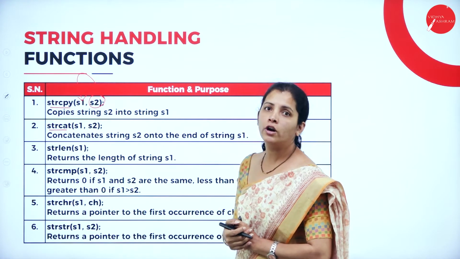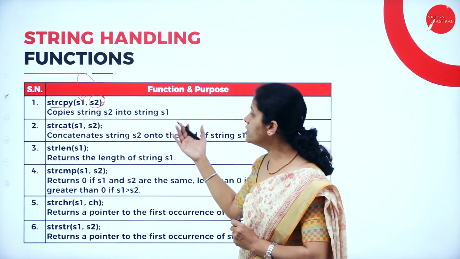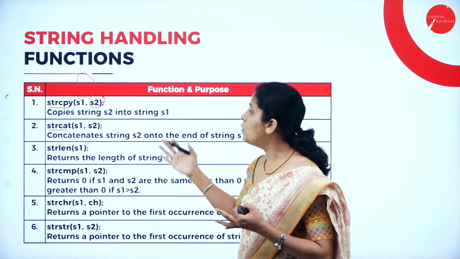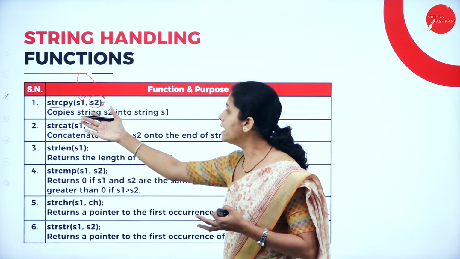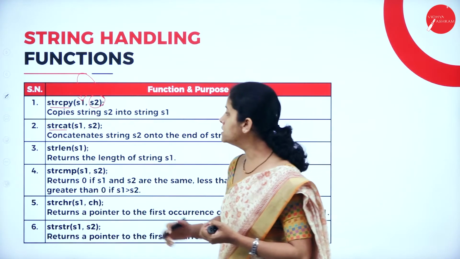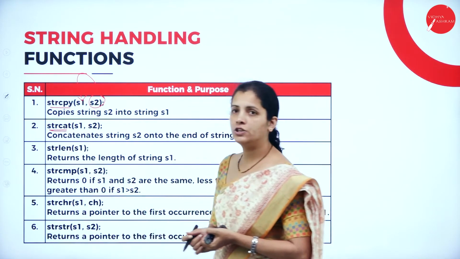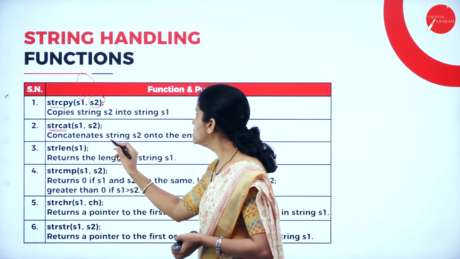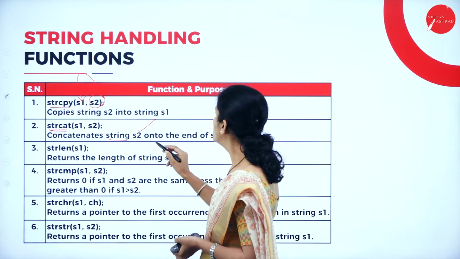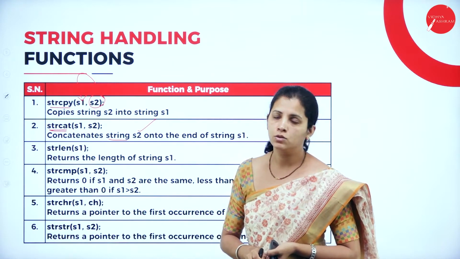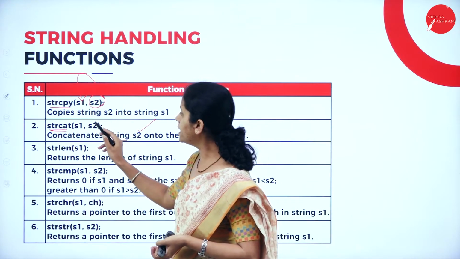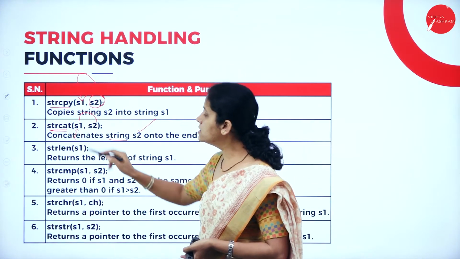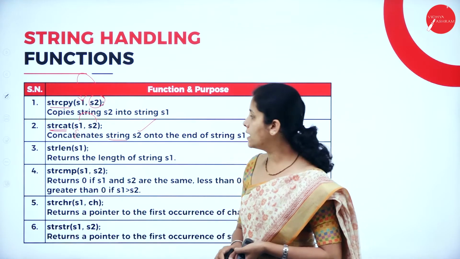Now, I have the string concatenate function. How am I going to concatenate? Concatenation means I want to combine both the strings. How can I combine? By using the strcat function. It concatenates string S2 to S1. So, it's going to concatenate S2 to S1 and the result is stored in S1.